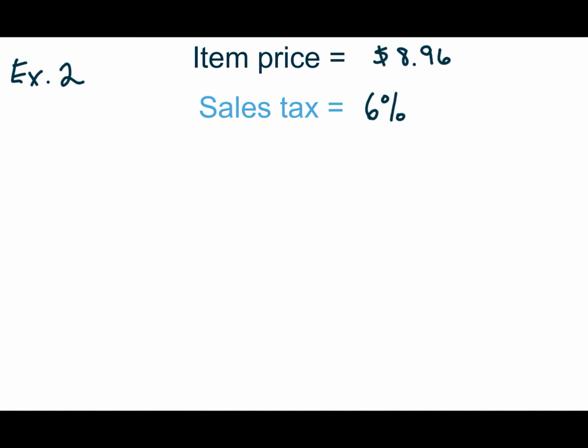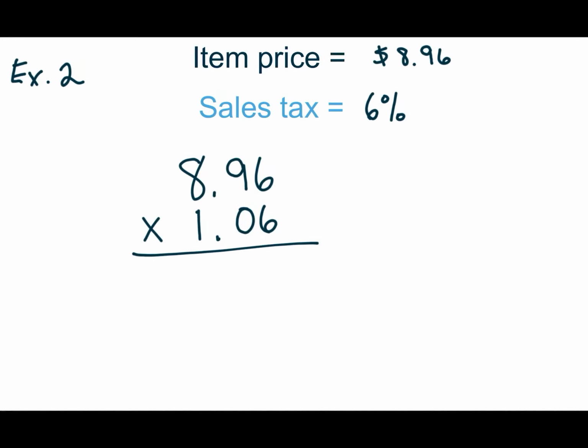So, in order to find the total price, all you have to do is multiply it by 1 and 6%. Okay, so this is going to add in the $8.96 already. All right, so 6 times 6 is 36. 9 times 6 is 54. Plus 3 is 57. Doing this on my own without looking at the book.